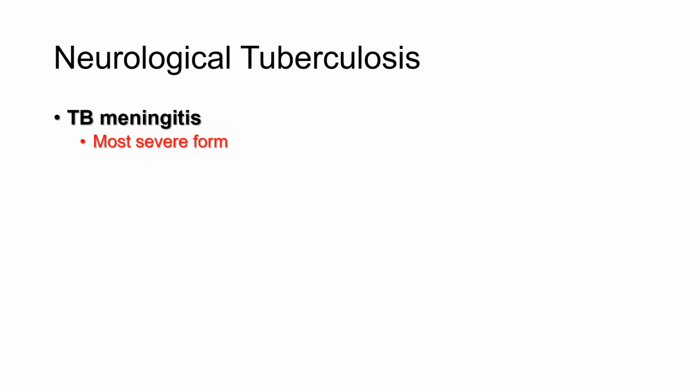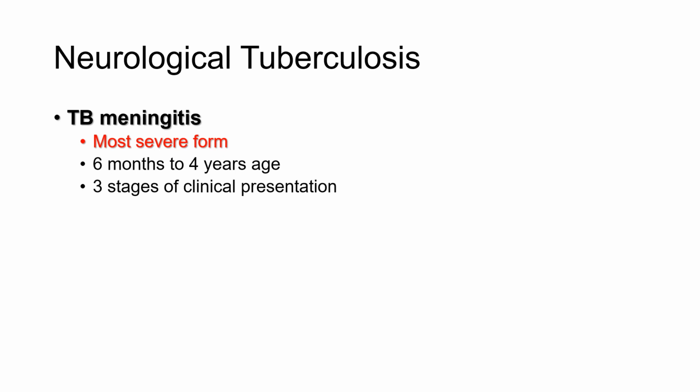Tubercular meningitis is the most severe form of extrapulmonary tuberculosis. It is the most severe form of all forms of tuberculosis that one can encounter. It occurs mainly between 6 months and 4 years of age. One can remember the Wallgren's timetable we learnt. Neurological tuberculosis mainly manifests 3 to 12 months after the primary tubercular infection. It has 3 stages of clinical presentation that we are going to learn today.